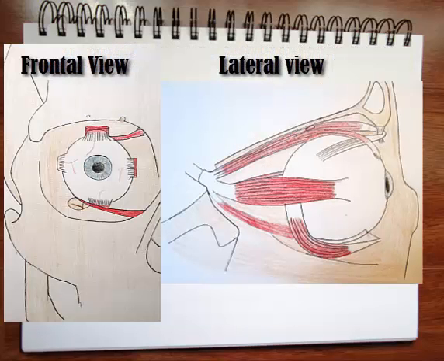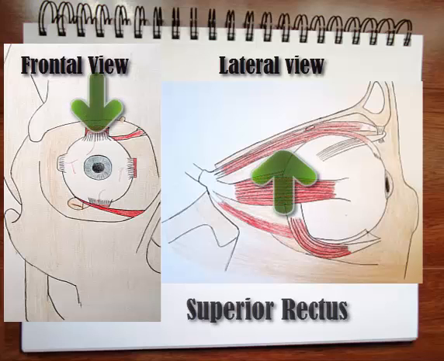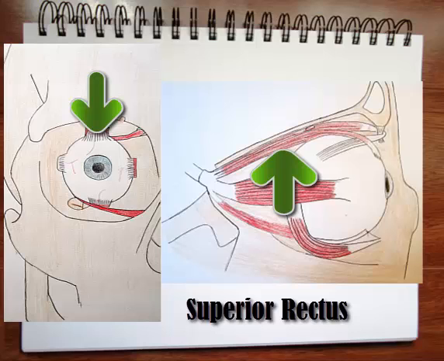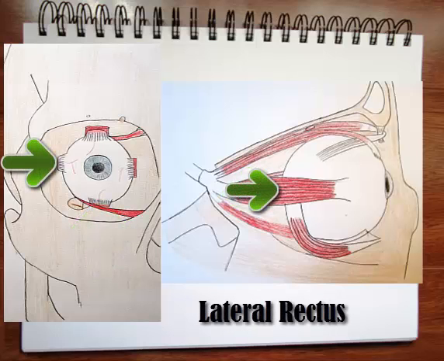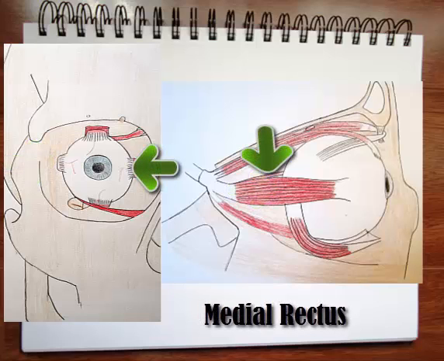Each muscle is inserted into different regions of the sclera. The superior rectus goes in the superior and central part of the eyes. The inferior rectus inserts into the inferior and central part of the eye. Placed in the lateral side of the eye is the lateral rectus, while the medial side is occupied by the medial rectus.